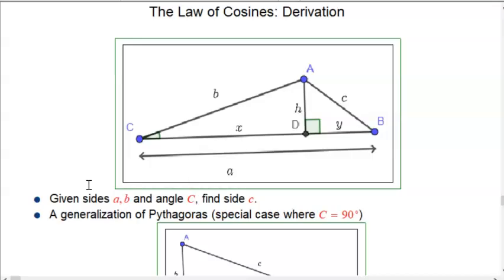So here's the situation. We've got the triangle ABC. We're given A and B, so two sides and the included angle. It's very, very important that it's SAS data. So we've got side A, angle C, and side B.